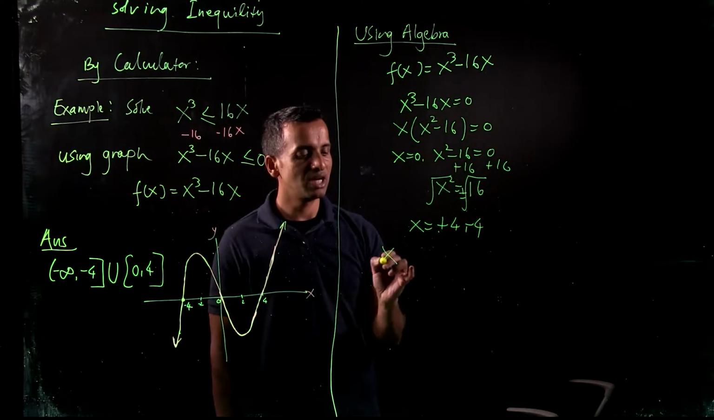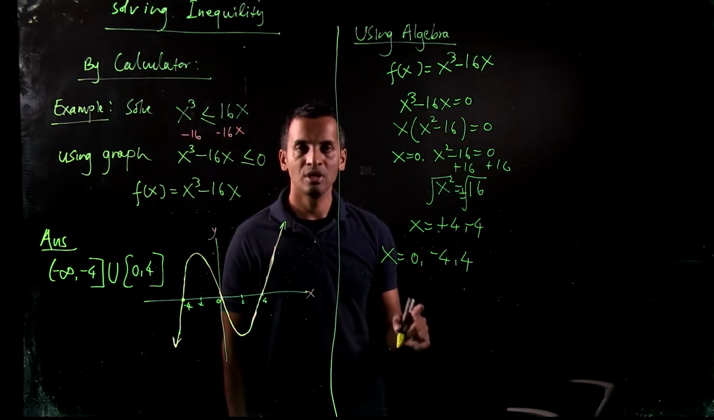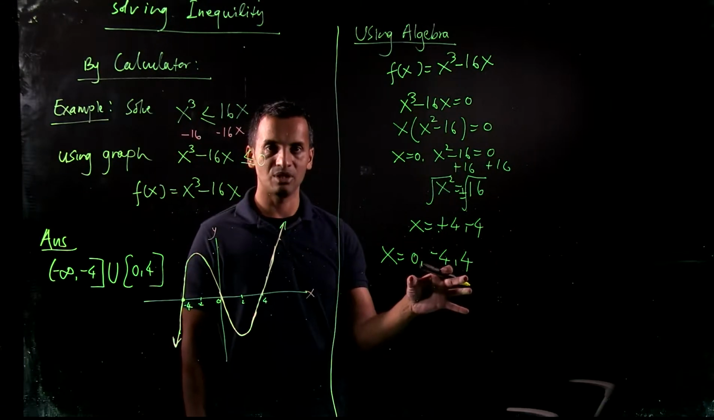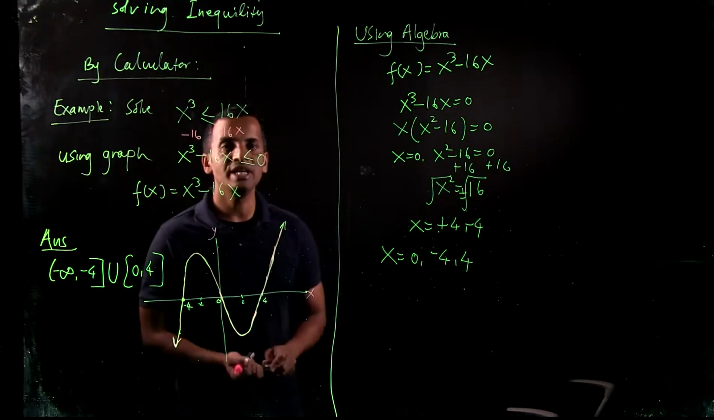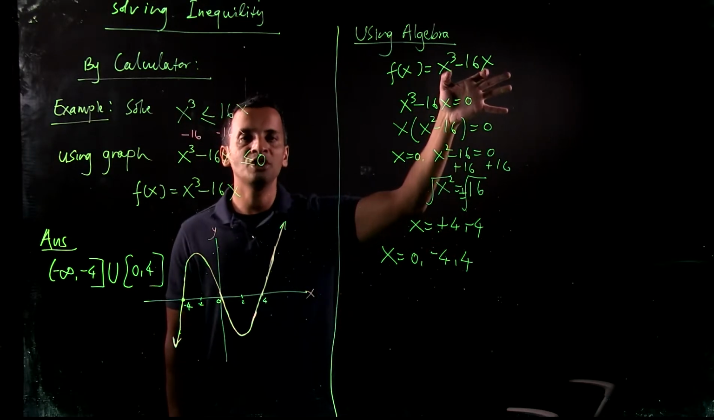So what are the roots? You got x equals 0, minus 4, and plus 4. So you got the roots, you got the x-intercepts, and there are 3 x-intercepts. Okay, so the next thing you do after you get the x-intercepts, again this function has no denominator.